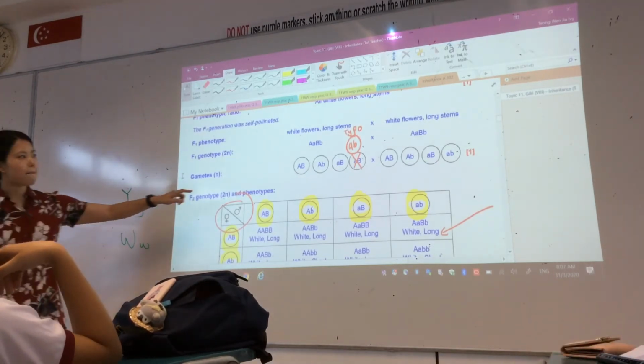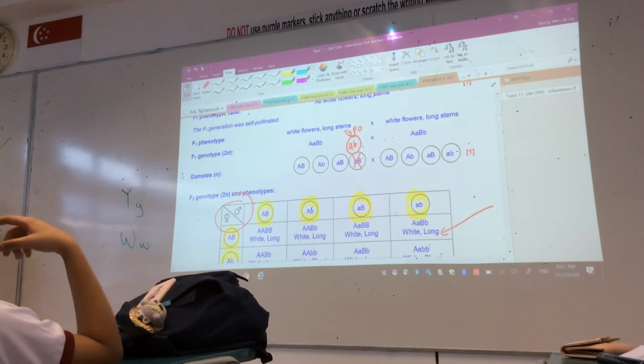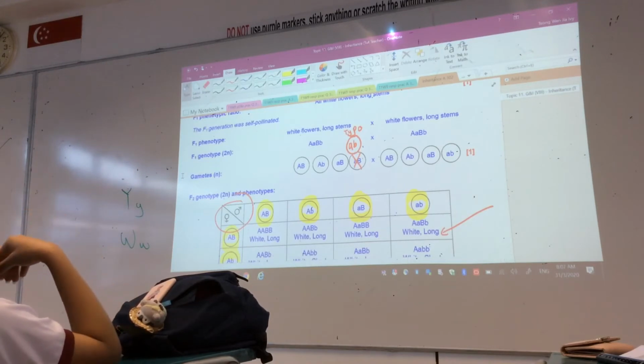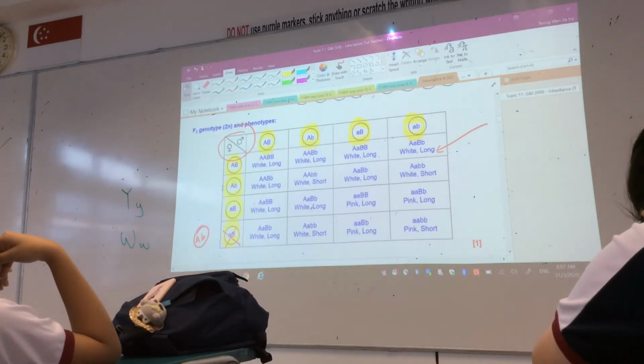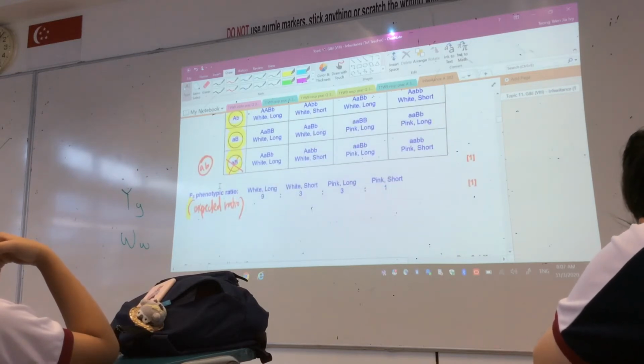Right, so again, 1 mark for the gametes from the F1. Can you all write down in your own answer where the marks are? 1 mark for the gametes. 1 mark for the Punnett square showing the F2 genotype and phenotype. 1 mark for the F2 phenotypic ratio.